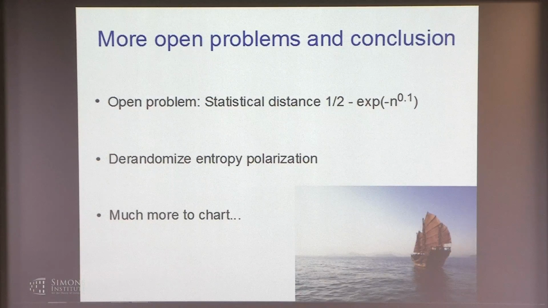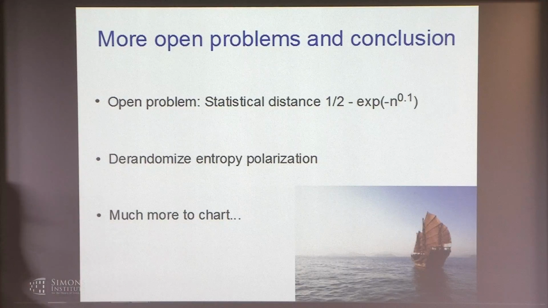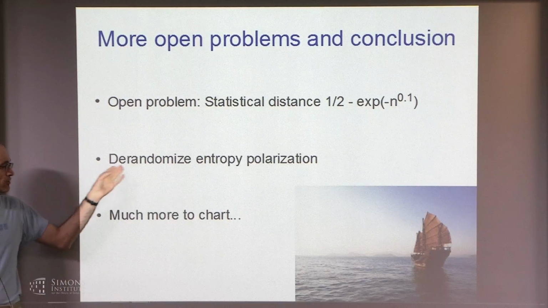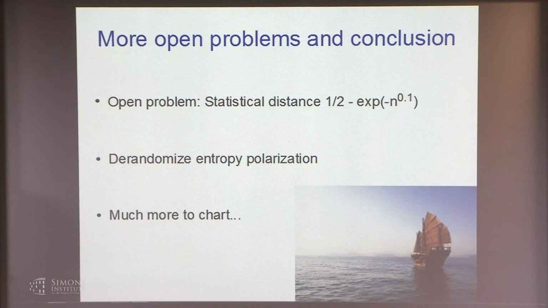There are many open problems like the ones that I mentioned, just two more. One is to improve the statistical distance to exponentially close to half. It would also be nice to de-randomize this entropy polarization. If you can somehow construct these restrictions explicitly, it would have some consequences for how many input bits the circuits require to sample this distribution. In general, I think there's more to be done. Thank you.